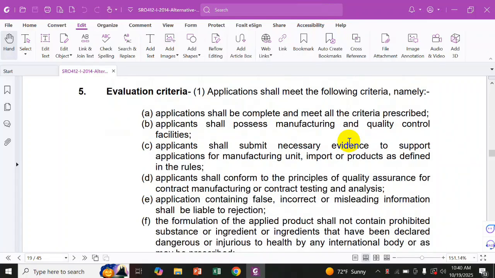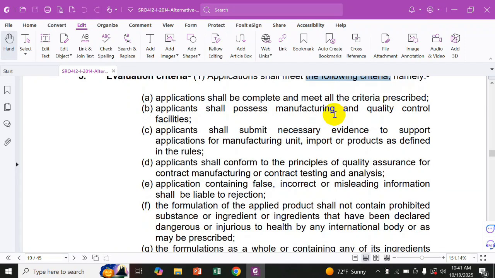Now, when our application reaches the regulatory authority, there is a criteria which should be met before they give us the registration. What is that criteria? The application shall meet the following criteria. This criteria must be okay, and this criteria must be in our mind so that we can expect the award of the registration certificate. Let's see one by one.